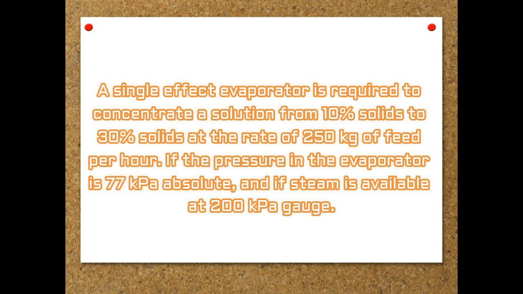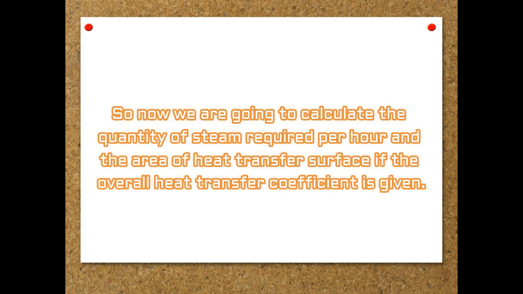A single effect evaporator is required to concentrate a solution from 10% solid to 30% solid at the rate of 250 kg of feed per hour. If the pressure in the evaporator is 77 kPa absolute and if steam is available at 200 kPa gauge. So now we are going to calculate the quantity of steam required per hour and the area of heat transfer surface if the overall heat transfer coefficient is given.